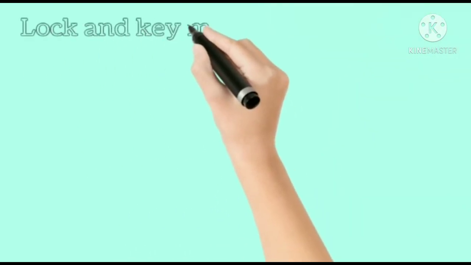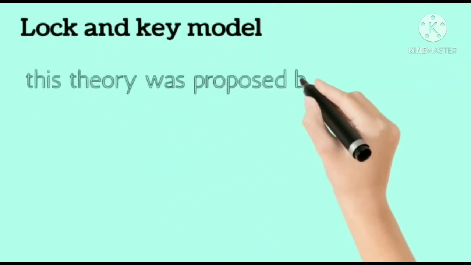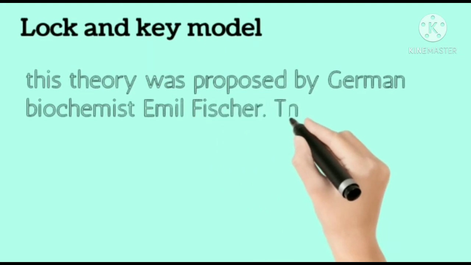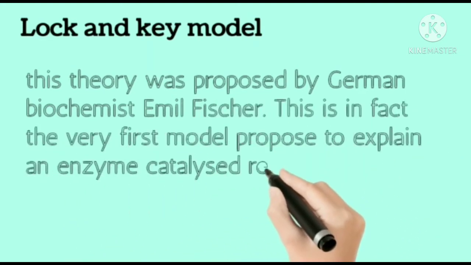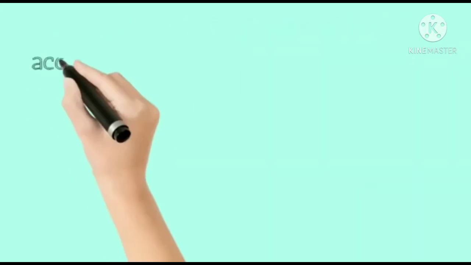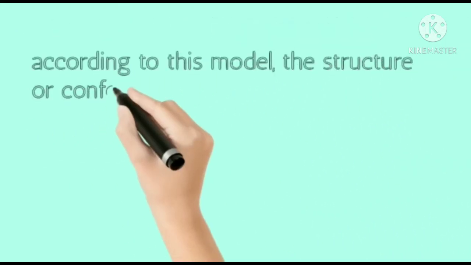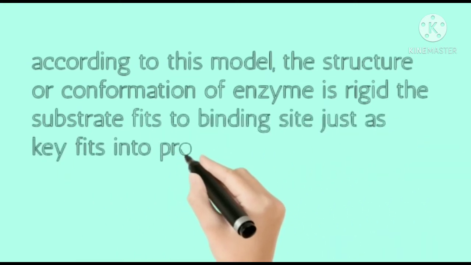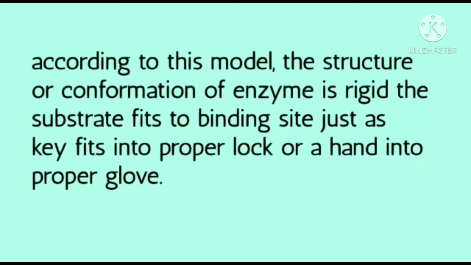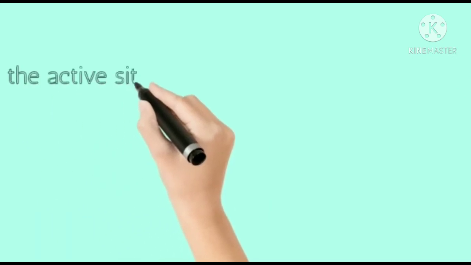So let's discuss the lock and key model. This theory was proposed by the German biochemist Emil Fischer. This is in fact the very first model proposed to explain an enzyme catalyzed reaction. According to this model, the structure or conformation of the enzyme is rigid. The substrate fits the binding site just as a key fits in the proper lock, or a hand in a proper glove.